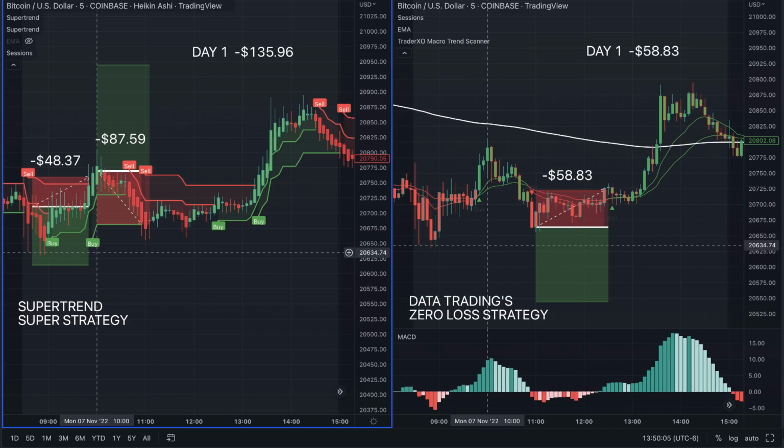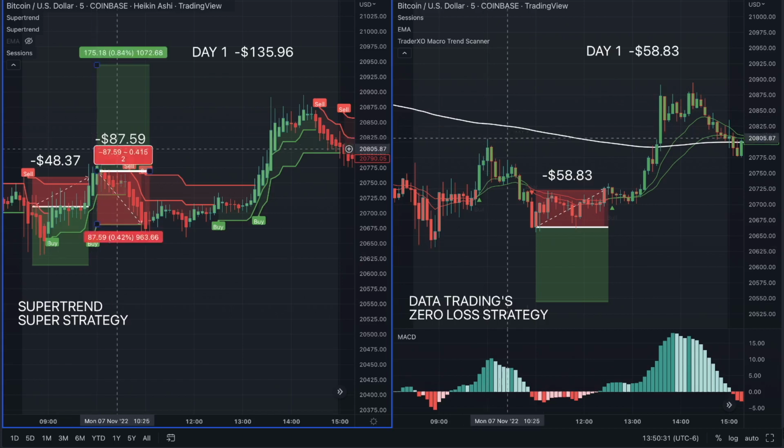We use a regular 5-minute chart to confirm the actual entry price. And unfortunately, the market's not done chopping. And so for the super trend strategy, it has a 2-loss or 2-win maximum per day rule, and that ends its day with a loss of 135.96. That stings. The challenger has gotten away with some simple sparring.